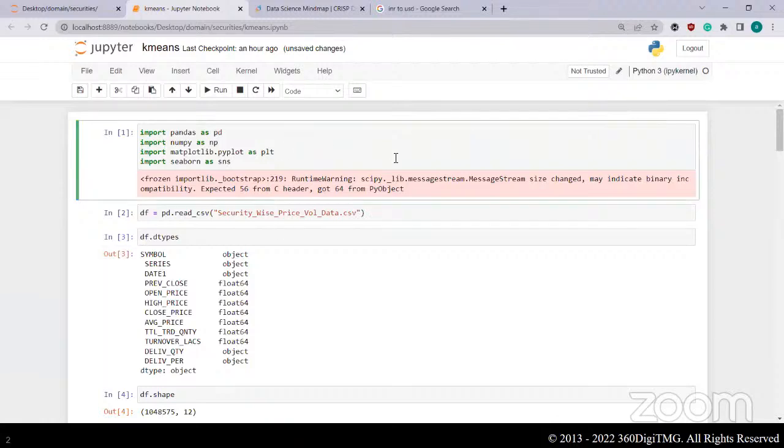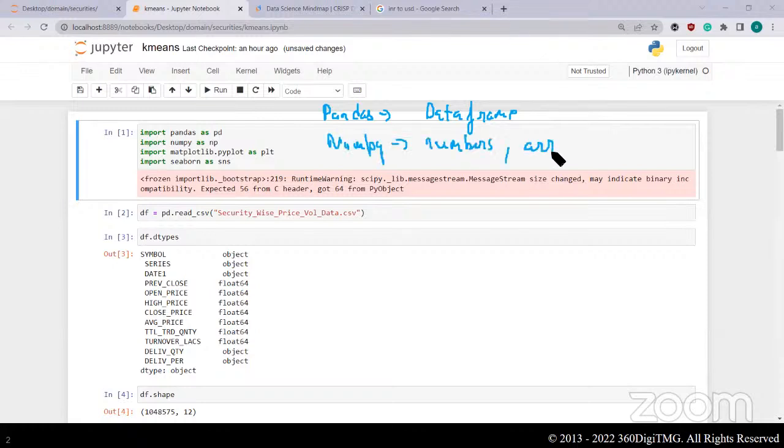So here we have a few libraries. Let's take a look quickly at what these libraries are used for. Pandas is used to work with data frames. NumPy is used for numbers as well as working with arrays. Matplotlib is used for visualization.